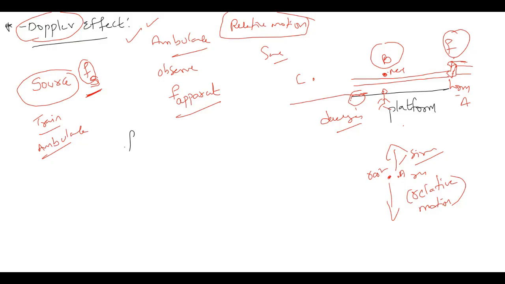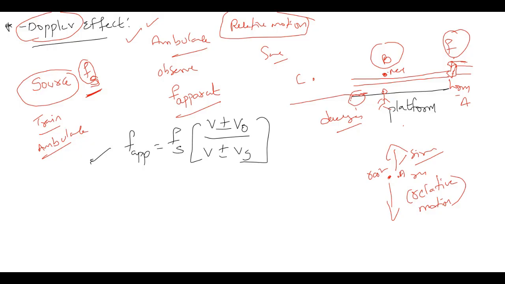Okay, what is that? The apparent frequency, what we hear, is equal to the original frequency produced by the source, frequency of the source, into velocity of the sound plus or minus velocity of the observer, by velocity of the sound plus or minus velocity of the source. Understood? This is the formula.